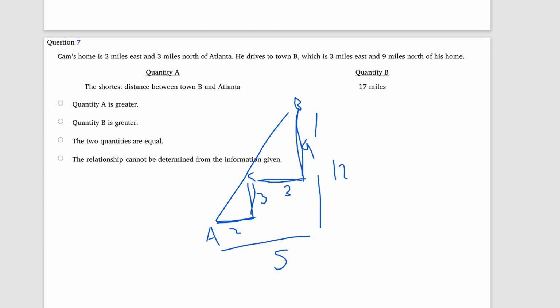Do you recognize that Pythagorean triple? It came up in the first question. It's a 5, 12, 13 triangle. So the hypotenuse is 13. In other words, 13 is the shortest distance between B and Atlanta. Obviously, I kind of worked all that out without even checking what the question was. I just knew that's probably what they're going to be asking for, the distance between A and B, which is 13. So quantity B is bigger because it's 17.